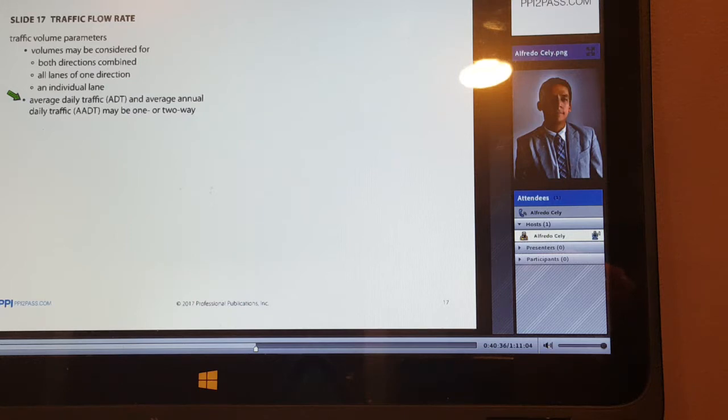And here's where we start getting into the average daily traffic, which is known as ADT, not to be confused with the security company, and the average annual daily traffic, which is AADT. The average annual daily traffic and the average daily traffic may be either one or two-way directional traffic.